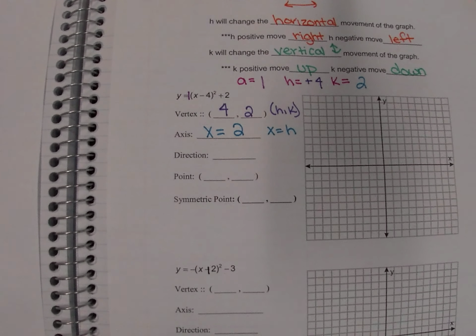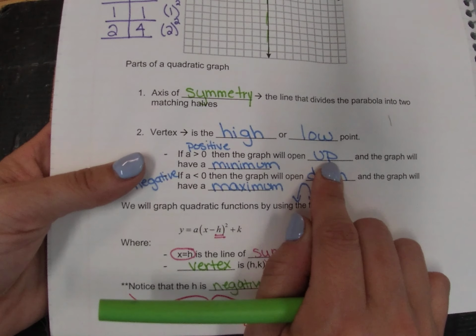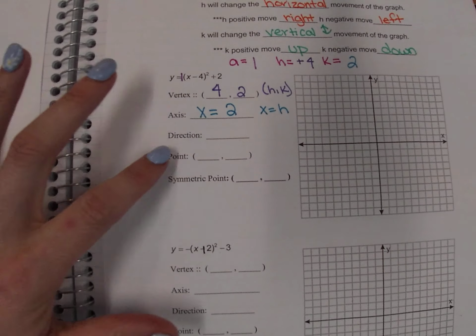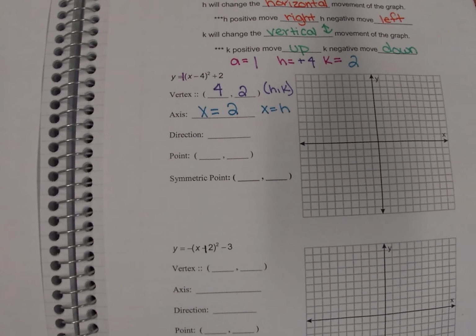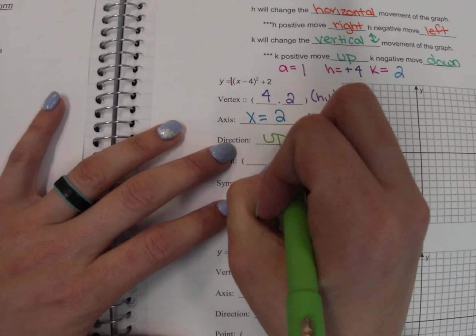The direction our parabola is going to open is going to be based on the A value. If we look over here in our notes, we said if A is greater than 0, if A is positive, it's going to open up. And if A is negative, it is going to open down. So the direction for this parabola, A is +1. So we know that this parabola is going to open up.